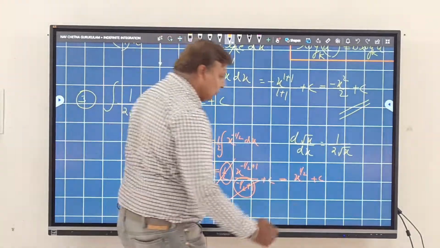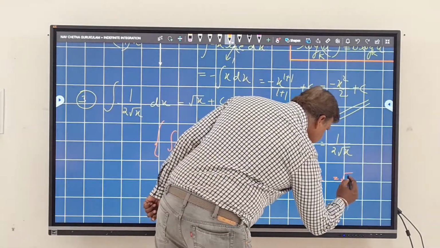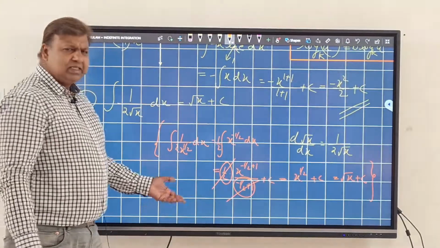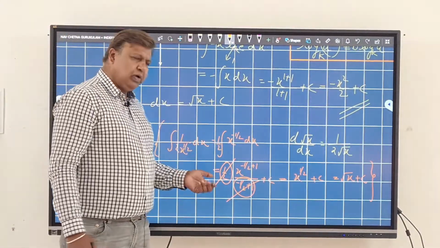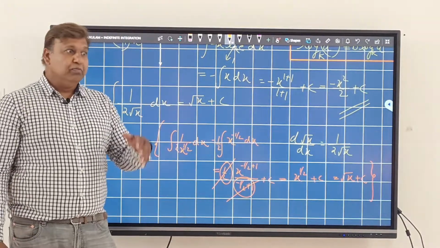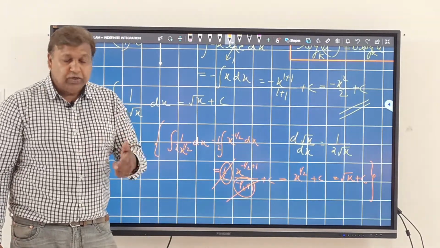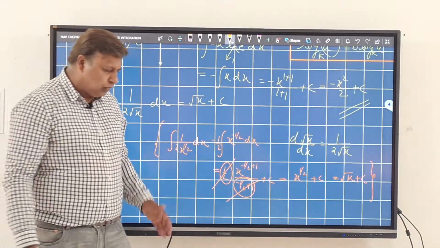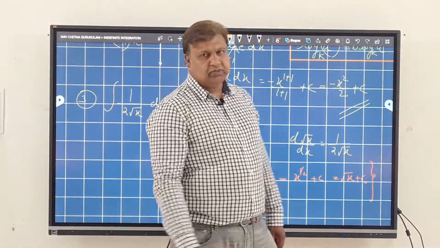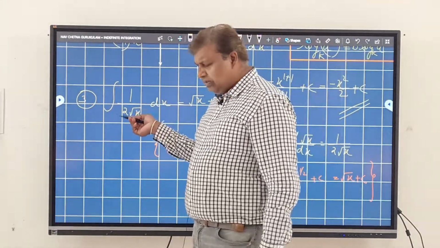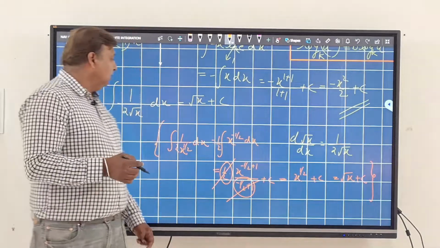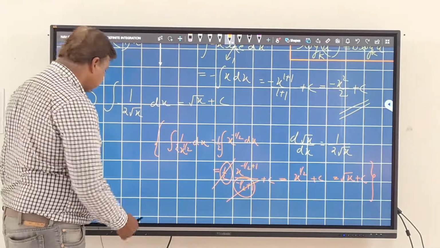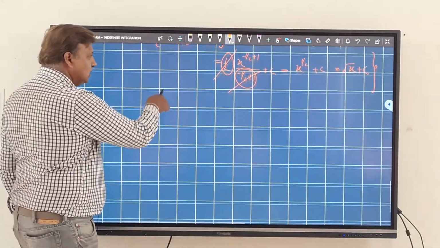X is to the power half, how do you write it? You write it as root x. So you get the same result. The process is the same, but why I wanted to emphasize is that the derivative of root x is forcefully made to be remembered by you. That is 1 by 2 root x. In a similar way, I can ask you to remember the integral of 1 by 2 root x, that is root x. Okay? Then we move on to the next question.